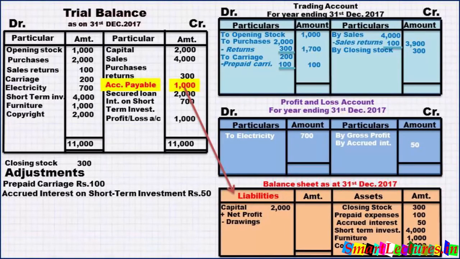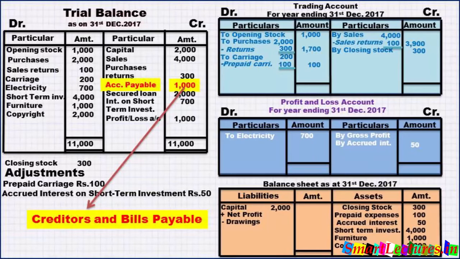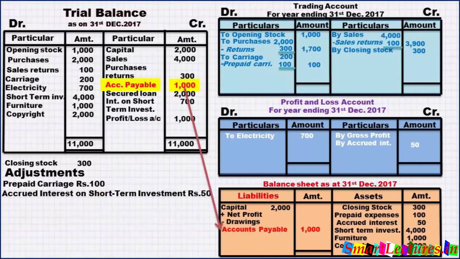Accounts payable 1000, this is a liability. Accounts payable includes creditors as well as bills payable, which means this is the total of creditors and bills payable, 1000. And then secured loan 2000, it will be taken to the credit side of the balance sheet. Secured loan means we have taken a loan from some party, maybe a bank or another financial institute, 2000, and we have given them security against this loan. Maybe our building, maybe land, maybe furniture. Secured loan means when you take a loan and give some asset to the lender as security.